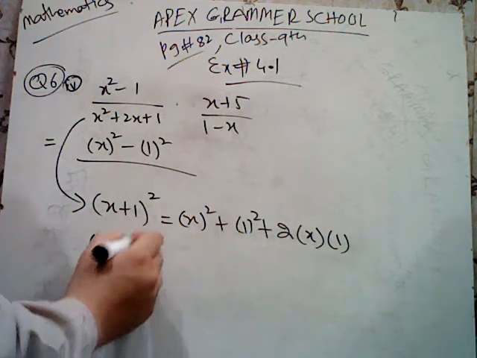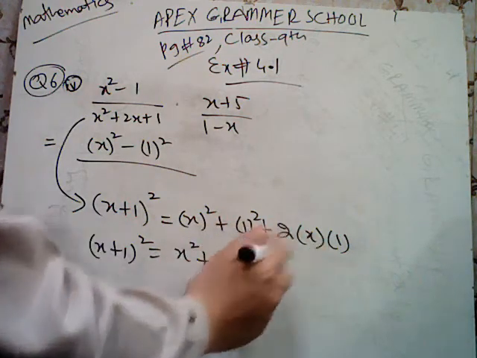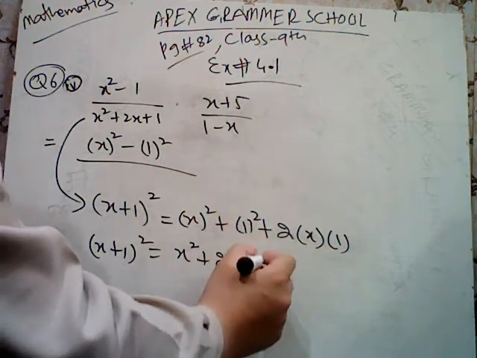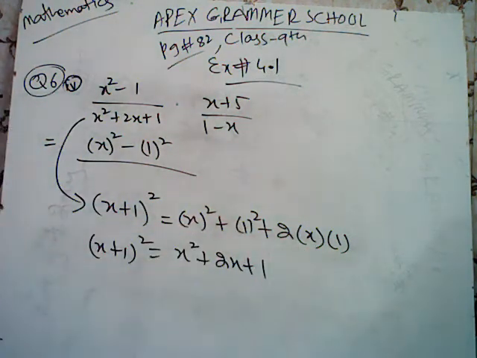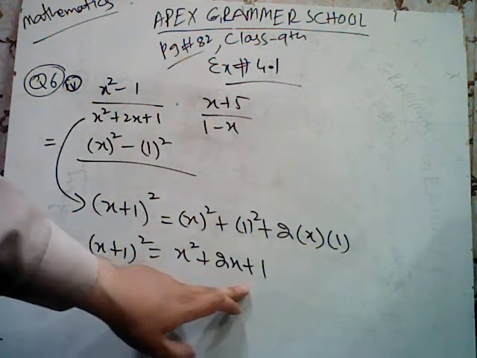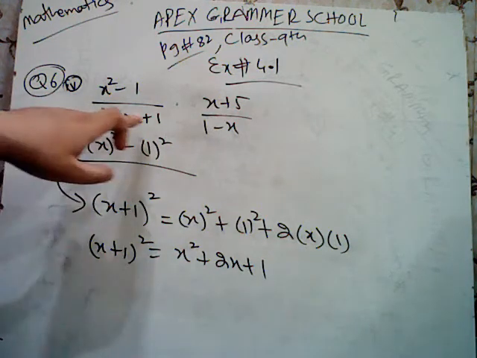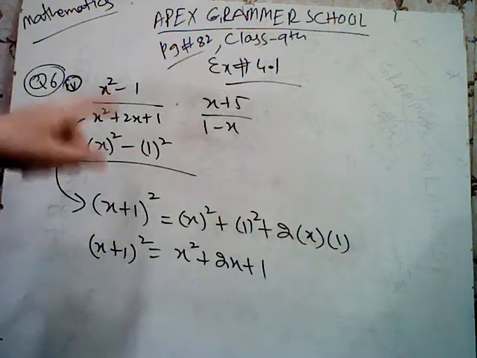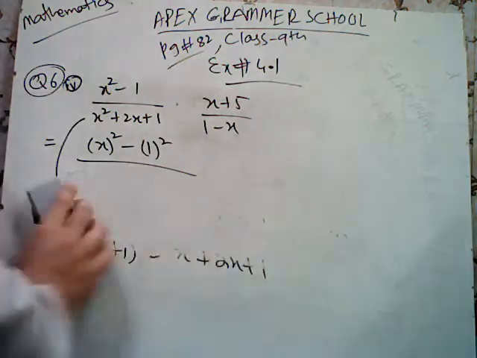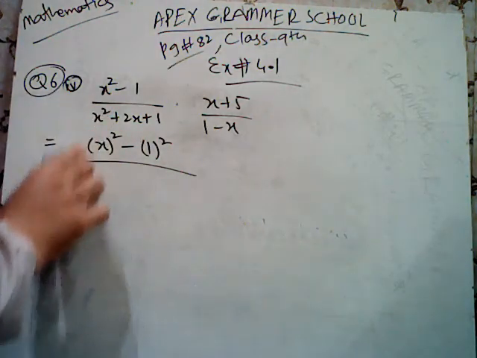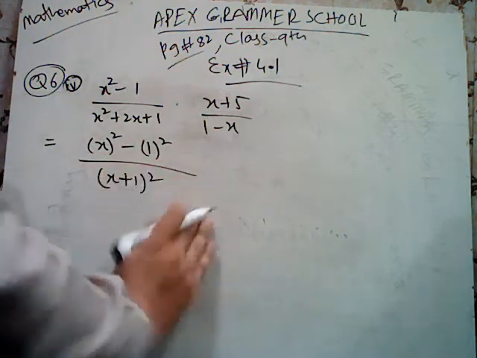So x plus 1 whole square is equal to x square plus 1 square plus 2x, and this is 1 square, this is 1. I am replacing 2x here and 1 square here. See, x square plus 2x plus 1, it is x plus 1 whole square. So I am going to write this x plus 1 whole square at this place. Instead of x square plus 2x plus 1, I am going to write x plus 1 whole square. So note it now. I am going to write x plus 1 whole square.